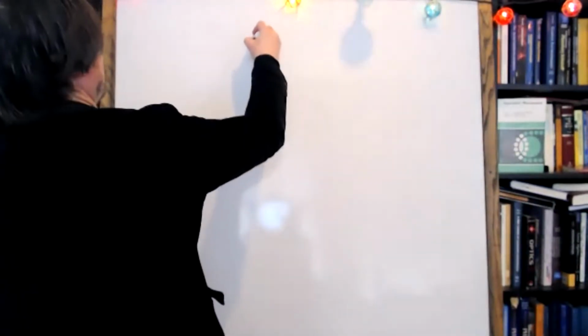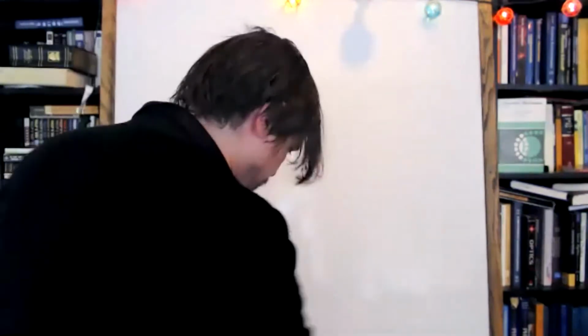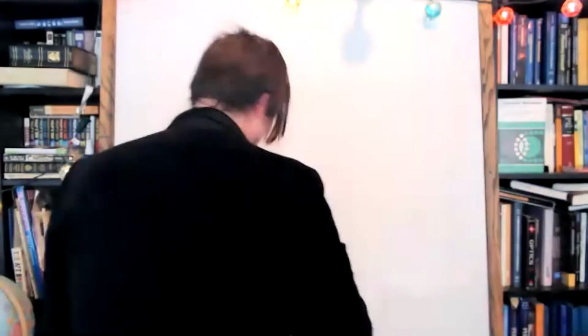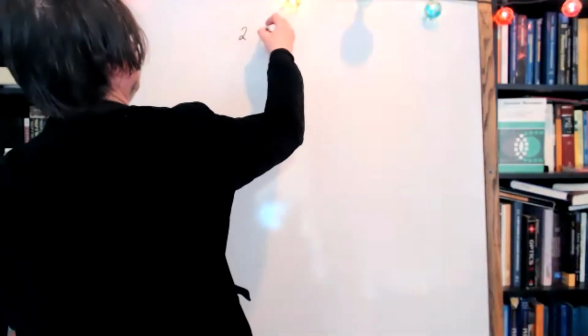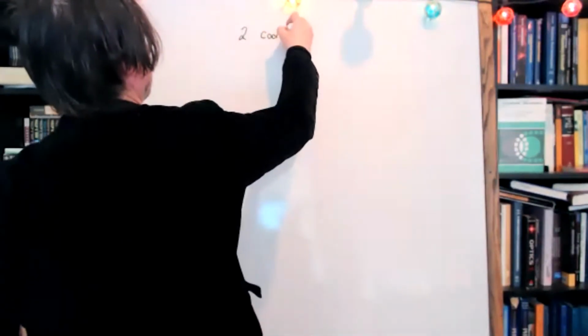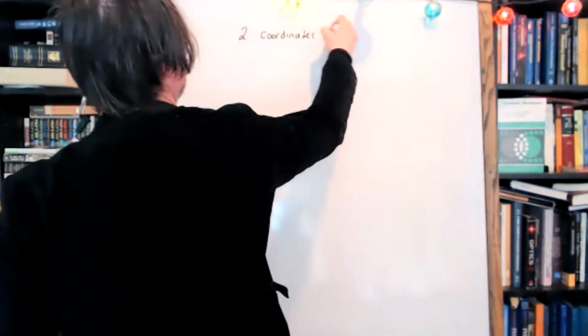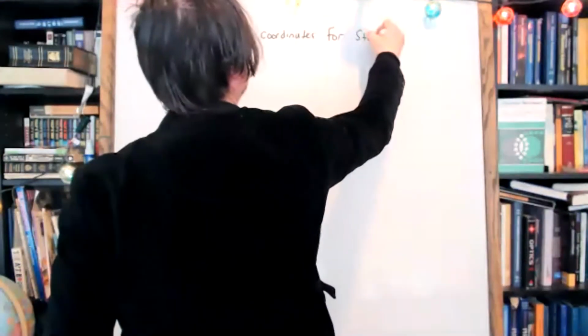Let's do some review notes. Okay, so let's lock on me. And let's remind ourselves that we have two coordinates for stars, and I need to review both of them with you.